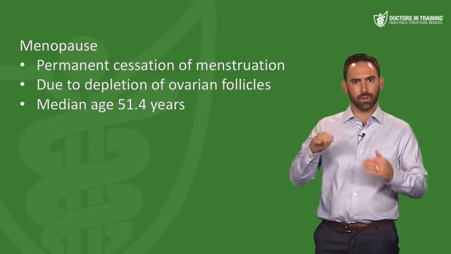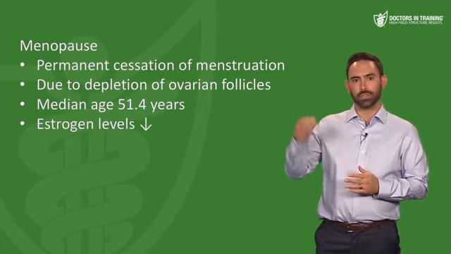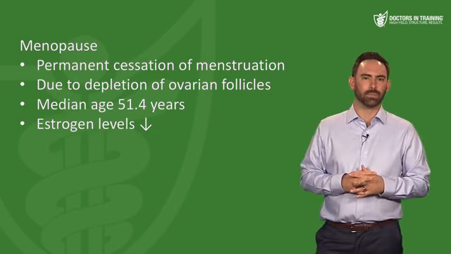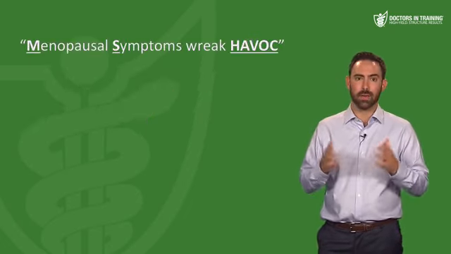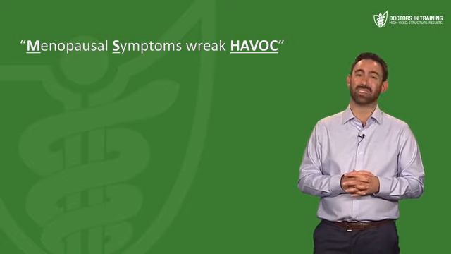During menopause, ovarian function ceases and the ovaries stop producing estradiol. So the estrogen levels drop, and this produces a variety of signs and symptoms that we associate with menopause. Our mnemonic for the signs and symptoms of menopause is menopausal symptoms wreak havoc, because a lot of women find these symptoms to be really bothersome and intolerable.